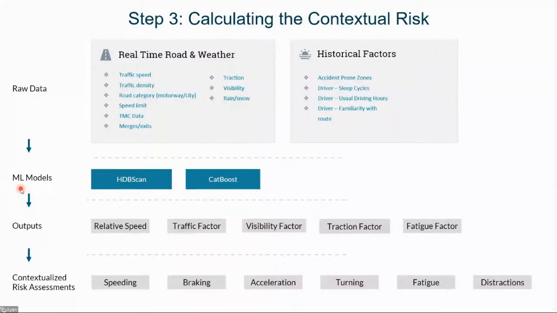And then again, we build features using all these factors, the real-time and historical factors. Then we have multiple models to give an understanding about the relative speed, how traffic played an important role when a particular risk event happened, how visibility played an important role, and how fatigue played an important role, whether there was a chance of fatigue or not at a particular instant when some event happened.